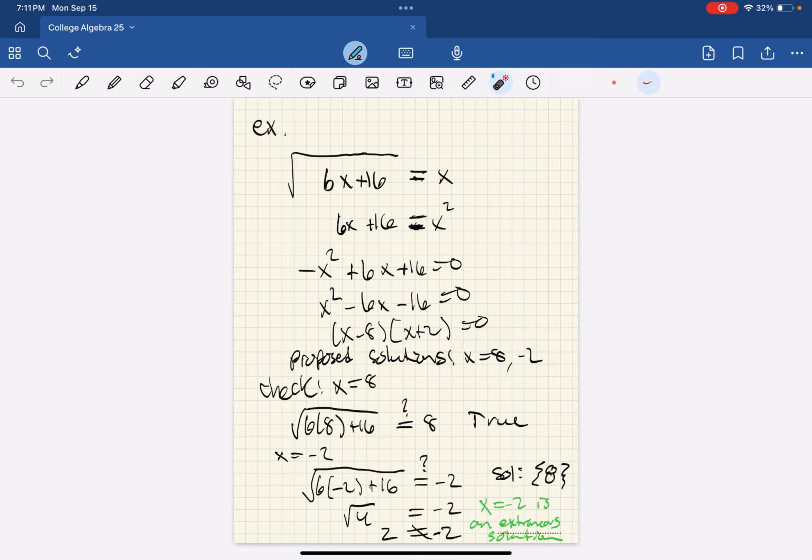When we go to check, x equals 8 works. That gives us a true statement. But when we plug in -2, this is not a negative radical. It's a positive radical. So we're going to have a positive on the left, and then that's a negative on the right. So a positive does not equal a negative. So -2 is not a solution. That is known as an extraneous solution. So the solution set is just 8.